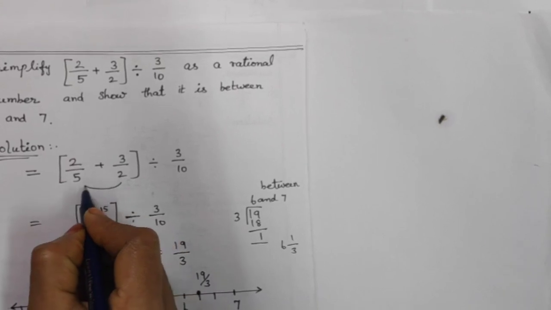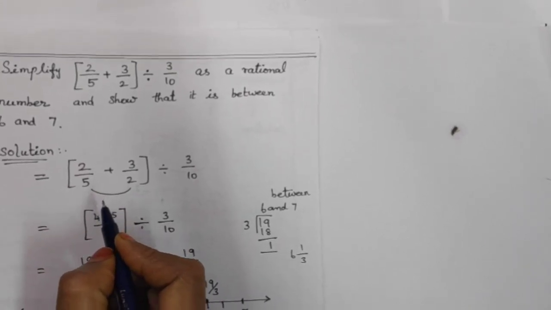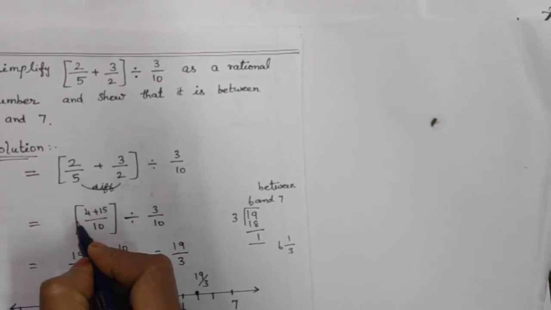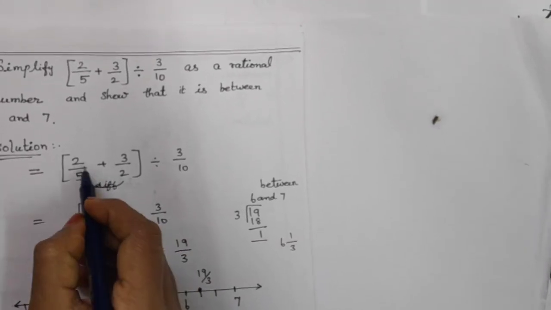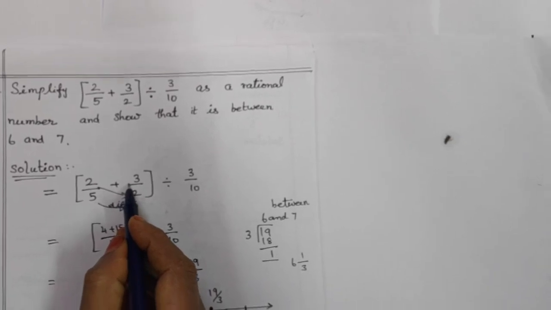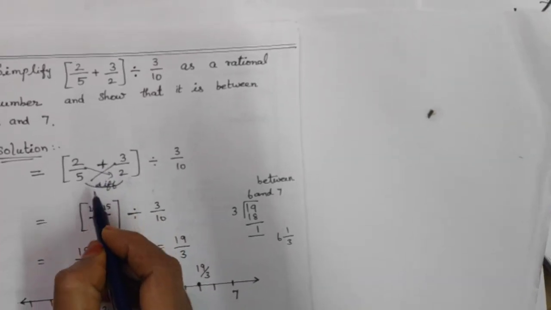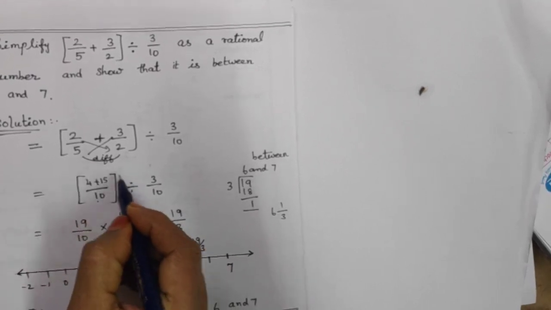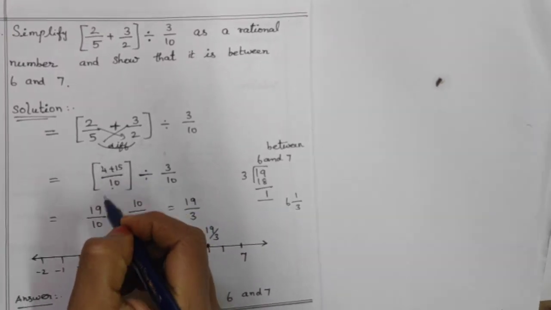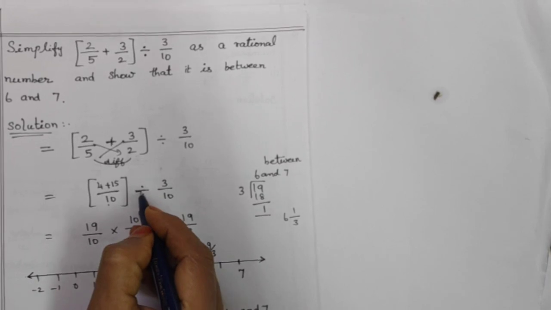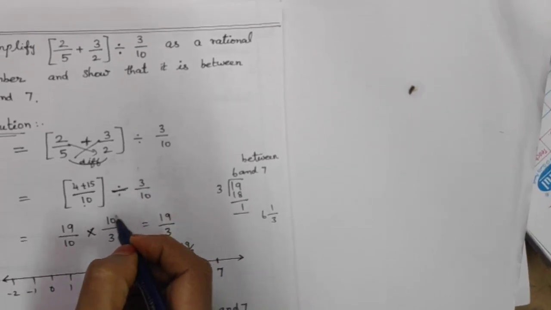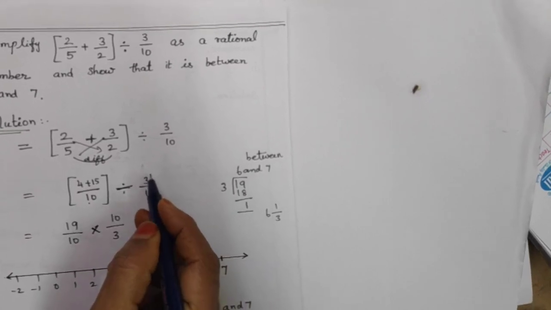Now the two numbers are different, so take the LCM. An easy method is cross multiplication. 5 2s are 10, 2 2s are 4. The next symbol is plus. 3 5s are 15. The next symbol is division, 3 by 10. First do the bracket: 4 plus 15 equals 19 by 10. Division changes into multiplication, and the next fraction is written as its reciprocal.